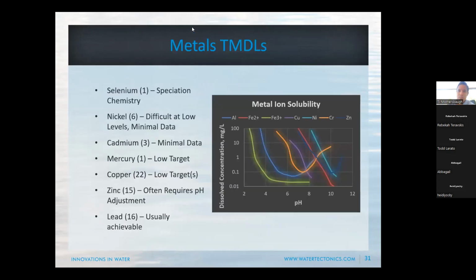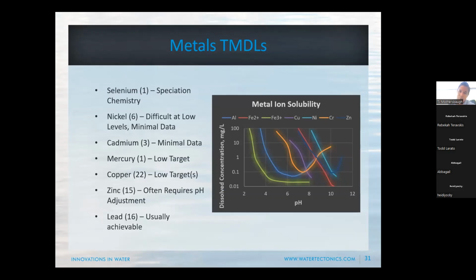So metals TMDLs here. Selenium, nickel, cadmium, mercury, copper, zinc, lead. Quick highlights on these, right? Selenium, extremely difficult. If you're dealing with this, one of the most difficult pieces out there. Nickel, it can be difficult at low levels. There's not a lot of folks dealing with it. Not a lot that have it in their effluent initially. Cadmium, I see that a little more. Again, it's low levels. Not a lot of data though. Mercury, it's a very low target. That's a tough one. Again, there's just one.